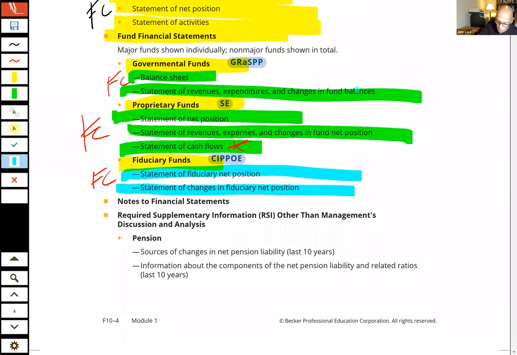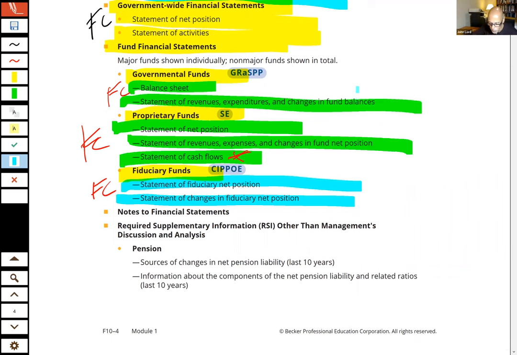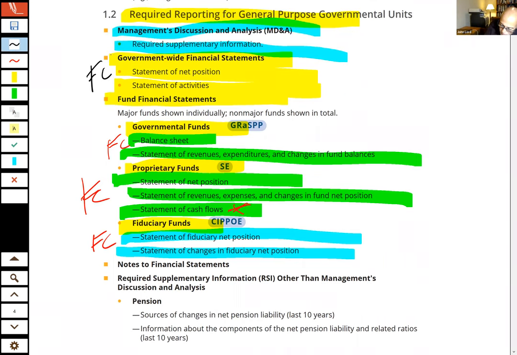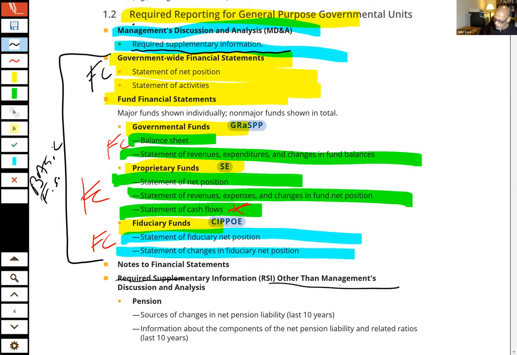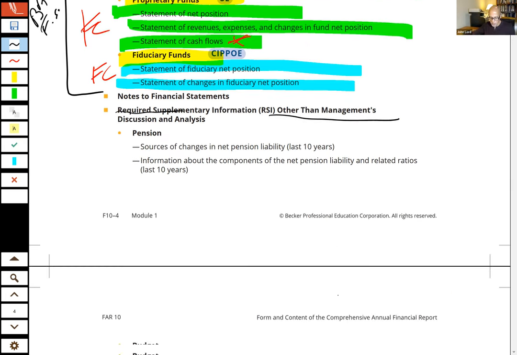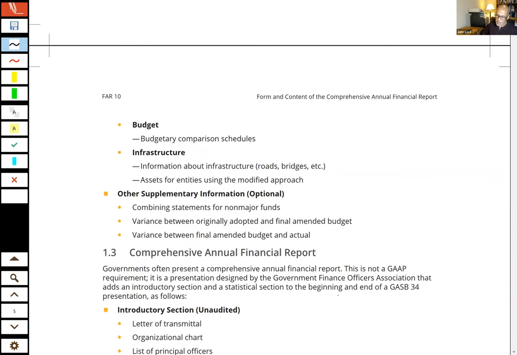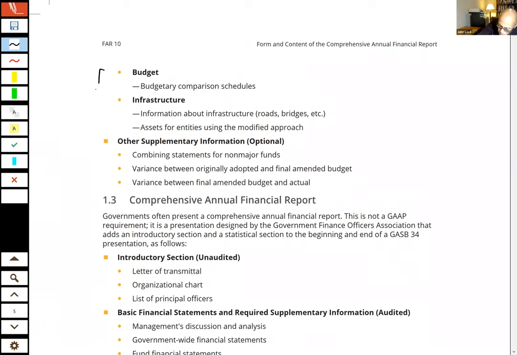Now we have the MD&A. Of course, the notes are always part of any set of financial statements. Let's remind ourselves that the government-wide, all the way down to the notes, guys, is called the basic financial statements. And then we have RSI, which is what our MD&A is. And then we have RSI other than MD&A. You can start getting into a bunch of things here, but let's just take a look at budgetary comparison schedules as something that would be required supplementary information other than MD&A. It comes after the financial statements here.